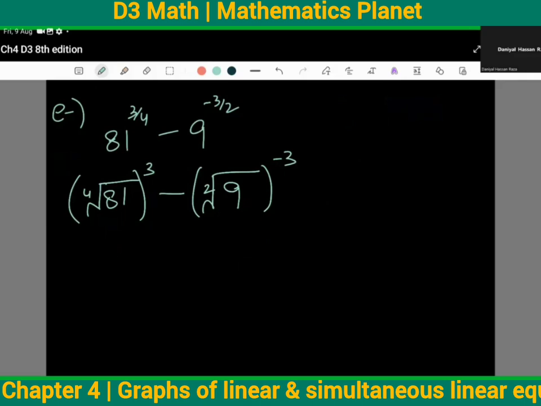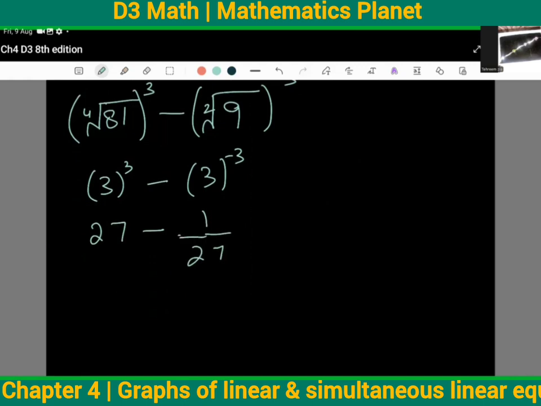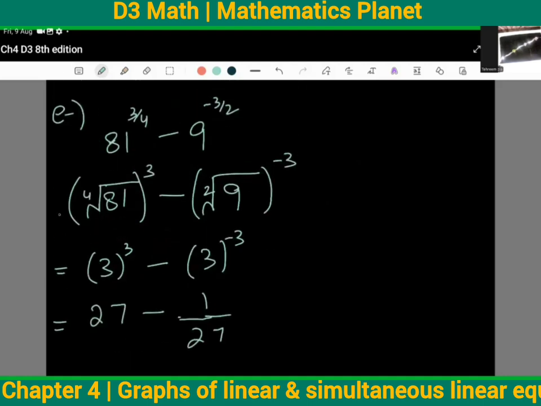4? Fourth root of... no, it's not 4, it's 3. 3 to the power 3. Minus square root of 9, what is it? 3 to the power -3. So it's going to be 3 to the 9, 9 to the 27, minus 1 over 27. So what will 27 minus 1 over 27 be? It should be 728/27. You will solve this yourselves. You will get this.